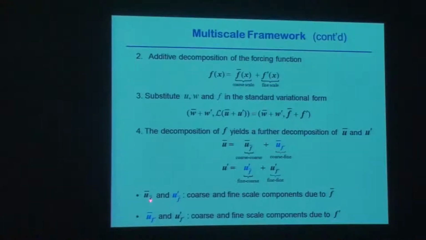So U bar F bar and U prime F bar are coarse and fine scale components induced by F bar, and likewise these terms. Now I've colored them in blue. If you look at it, these are terms that are induced by forces at fine scale level, but they are affecting the displacement field at the coarse. So these are transferring information from one level to the other. I call them bridging scales, and I'll show how these bridging scales can be derived, can be developed.